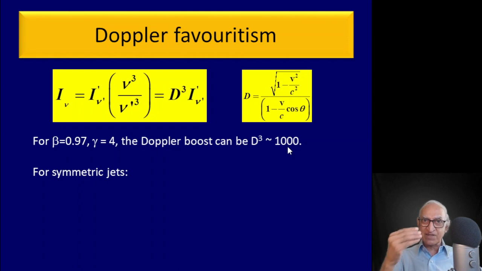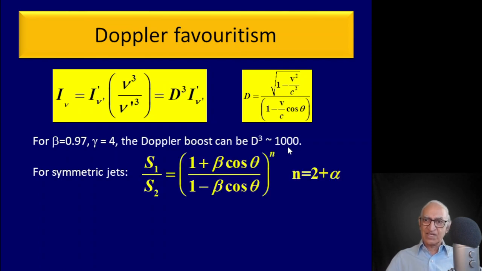Therefore, the surface brightness will look very different for the observer. Now let us consider a source, a quasar or a black hole, emitting two relativistic jets. And let us say one jet is moving in your direction, the other jet is moving in the direction away from you. Not directly towards you and directly away from you, but making an angle theta so that there is a radial component of the velocity.